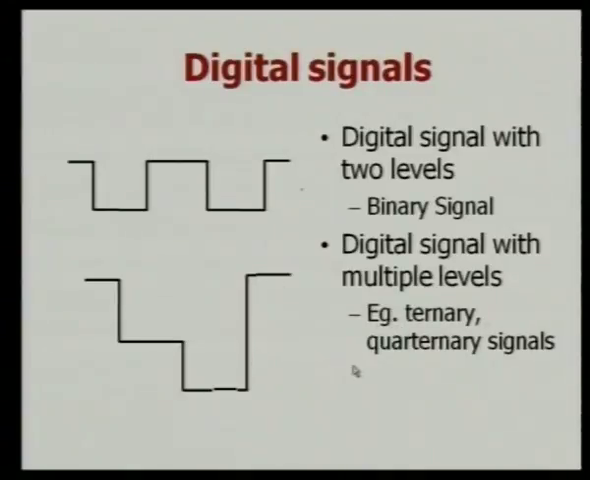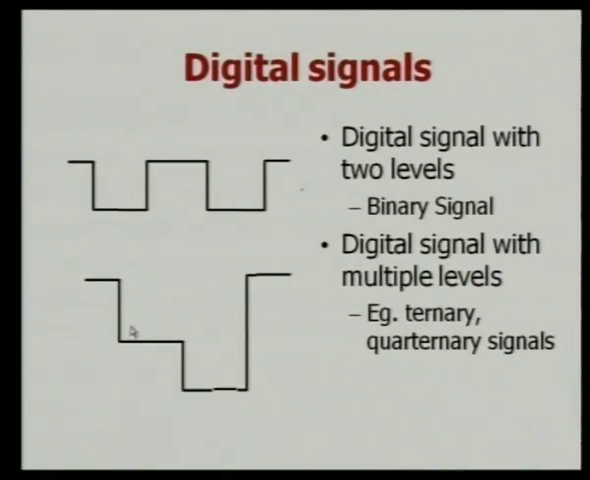If there are 4 levels like this, it may be referred to as a quaternary signal. So you have digital signals here, where you can see that the amplitude is changing. There are discrete values that the amplitude takes at different points of time. So this is what we have in terms of a digital signal. So now we understand what is meant by an analog signal and what is meant by a digital signal.